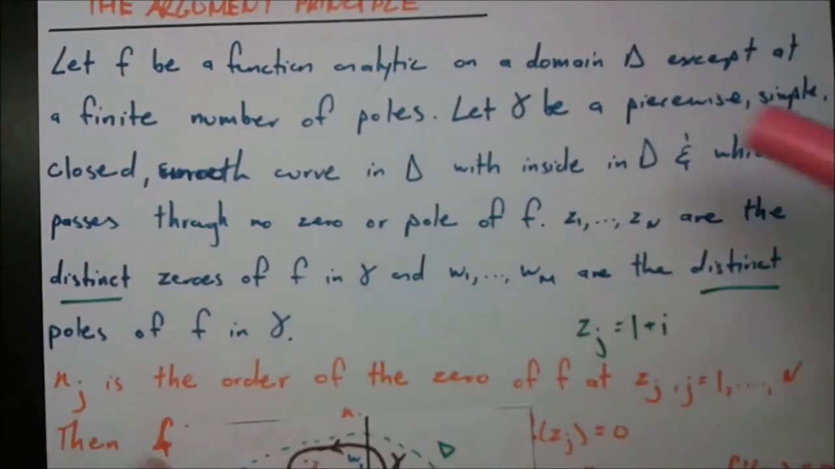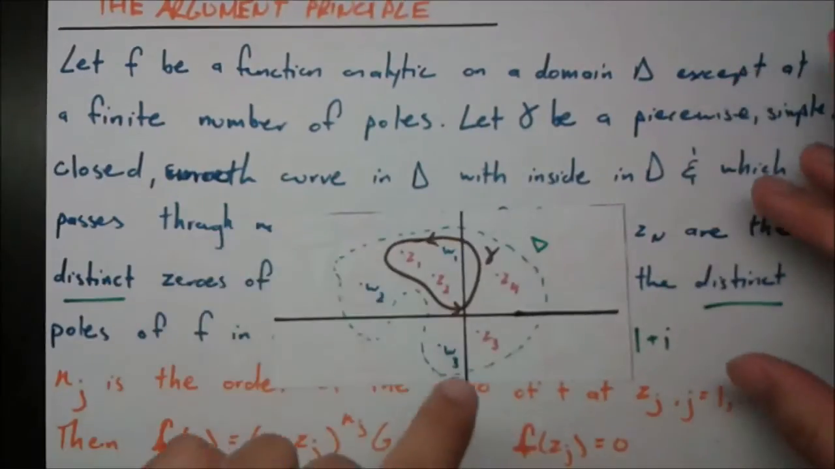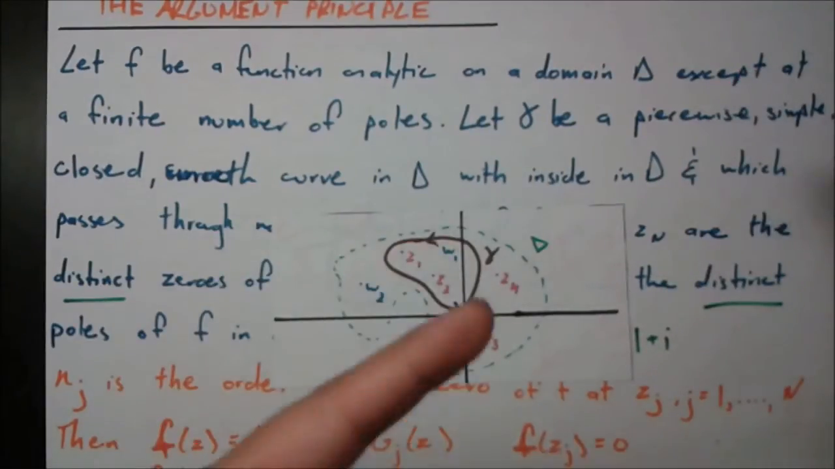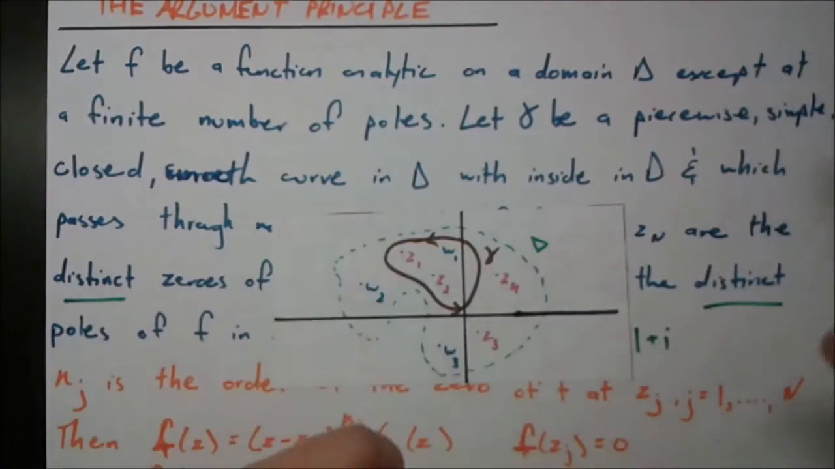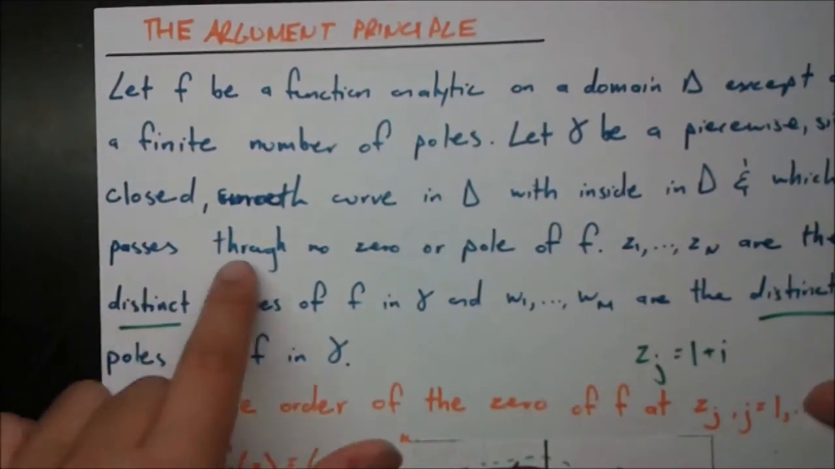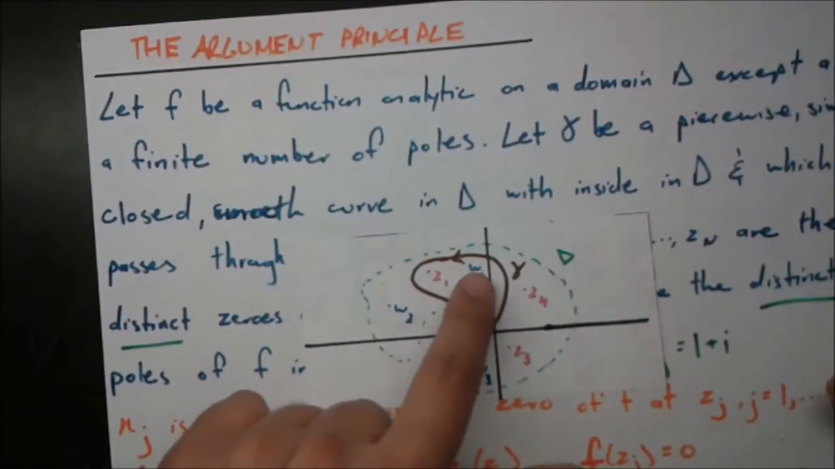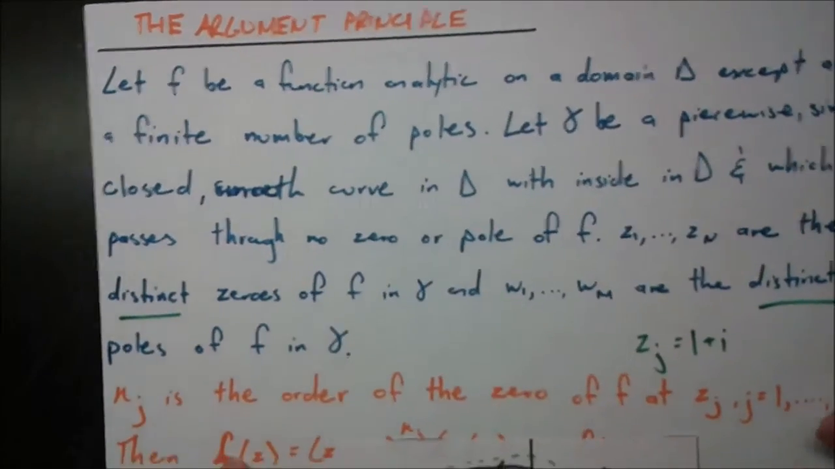Okay, so let's continue. Let gamma be a piecewise, simple, closed, smooth curve in D with inside in D. The gamma here I've drawn is brown, and it meets all those criteria. It's fully inside D with its inside fully in D. Furthermore, it passes through no zero or pole of f. Notice it doesn't pass through any of these pink or blue points right here, which is key.